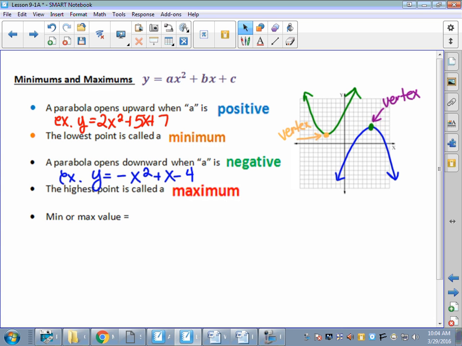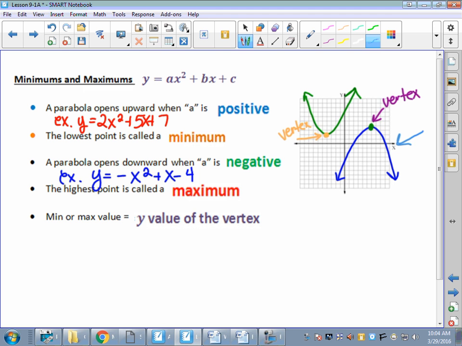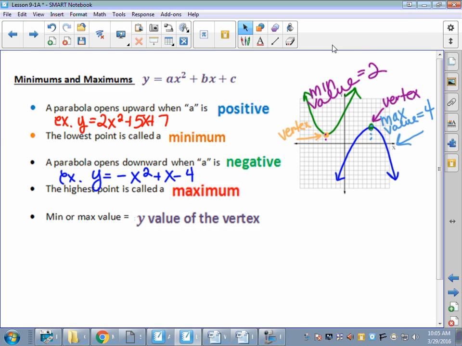And in the homework or whenever, if I ask you for what is the actual min or max value, you're going to tell me the y value of that vertex. So for this example right here that I just drew in blue, my maximum value looks like it is 1, 2, 3, 4. Max value equals 4. I don't care how far left or right it goes. I want to know what is the actual highest point. It's 4. My min value for this green one is the y value. It looks like it's at 2. 2 is the lowest possible y value that I can get when I do that.